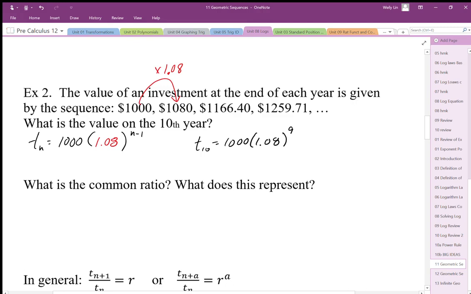I need to do that on my calculator. So I'm going to do 1,000 times 1.08 to the power 9. And that's going to give me almost $2,000. So $1,999. Okay, so that is the value of this on the 10th year. Basically I'm multiplying by that growth factor 9 times. So in this case, the growth factor, the common ratio, is 1.08, and this represents an 8% increase per year.